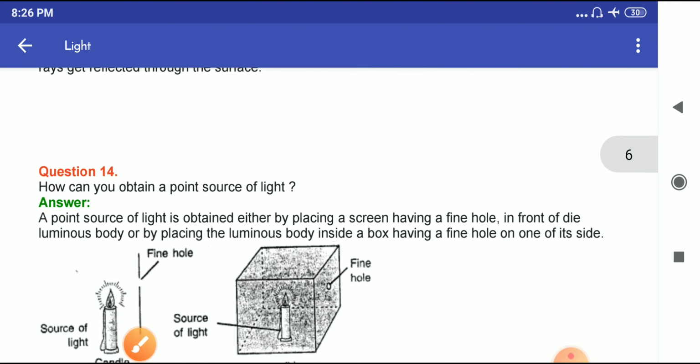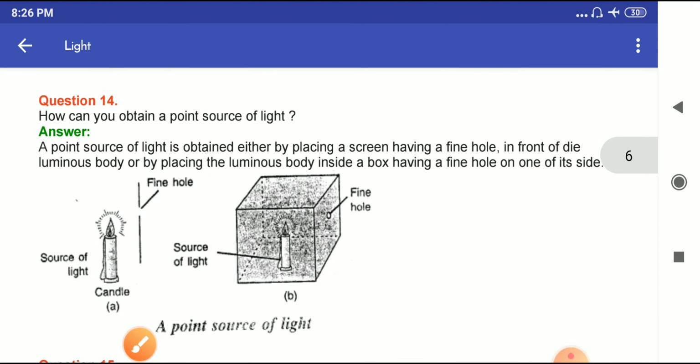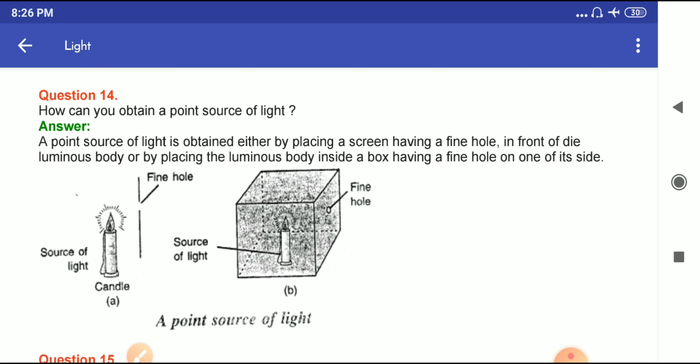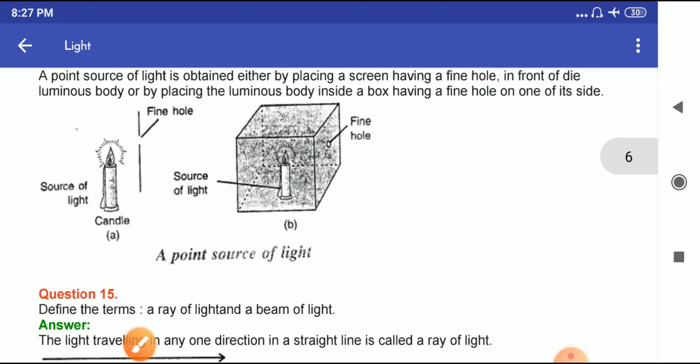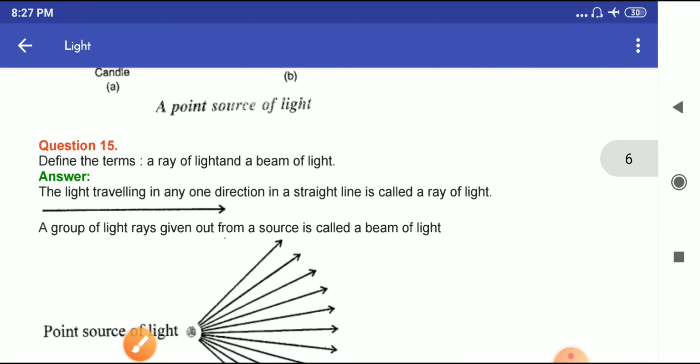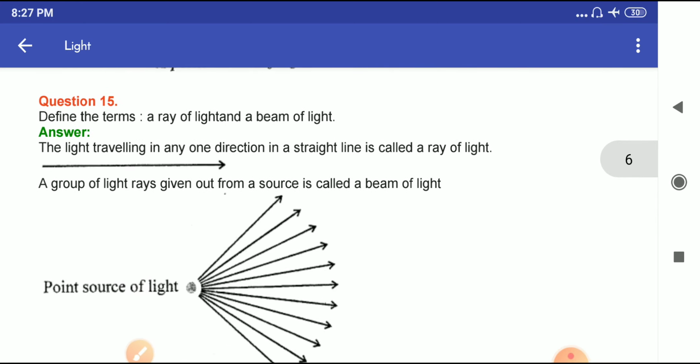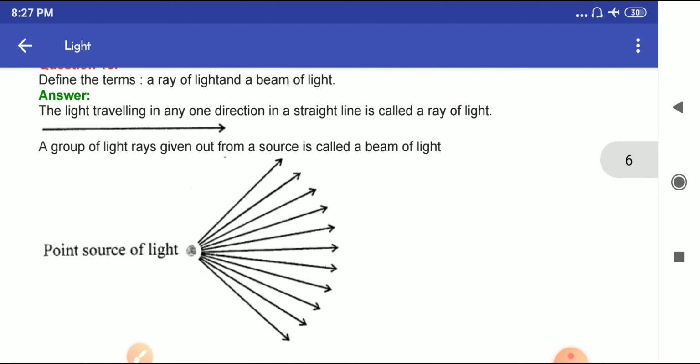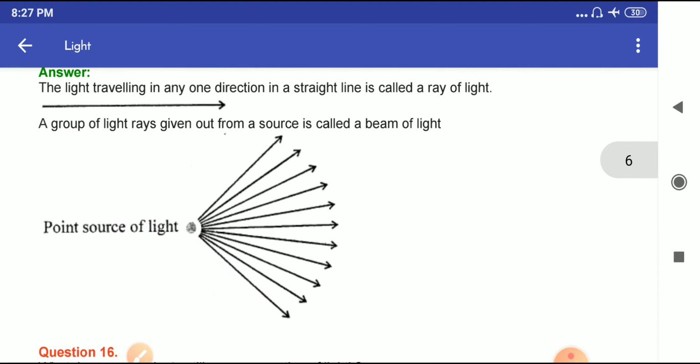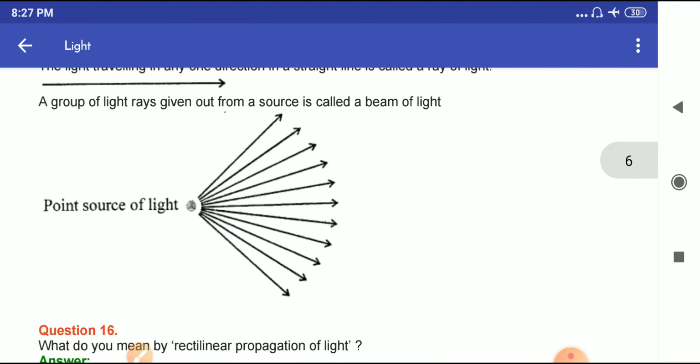Question number 14: how can you obtain a point source of light? This I already explained to you in the lesson. You can write from there or you can write from here. Now question number 15: define the terms ray of light and a beam of light. A light traveling in one direction in a straight line is called a ray of light, and when the group of light rays given out from a source is called a beam of light. You have to draw the diagram also.